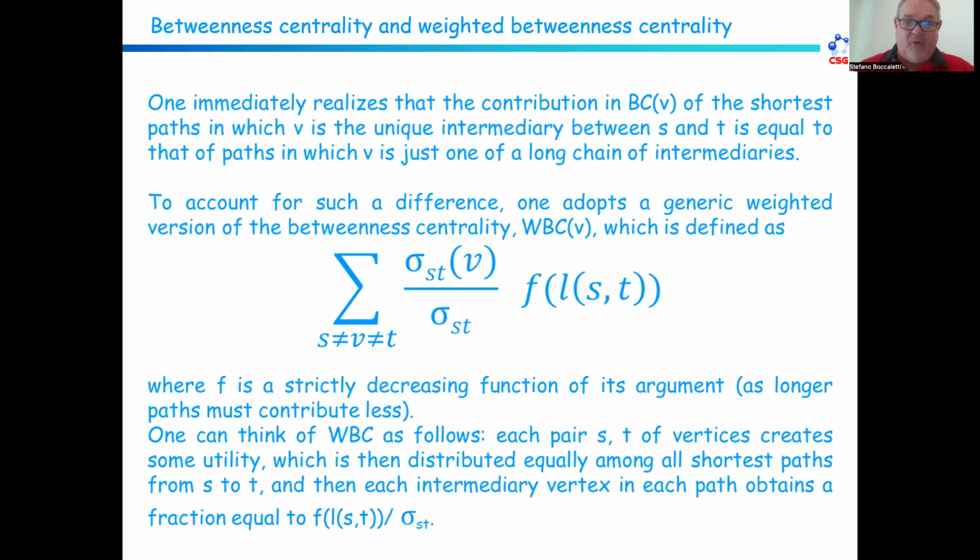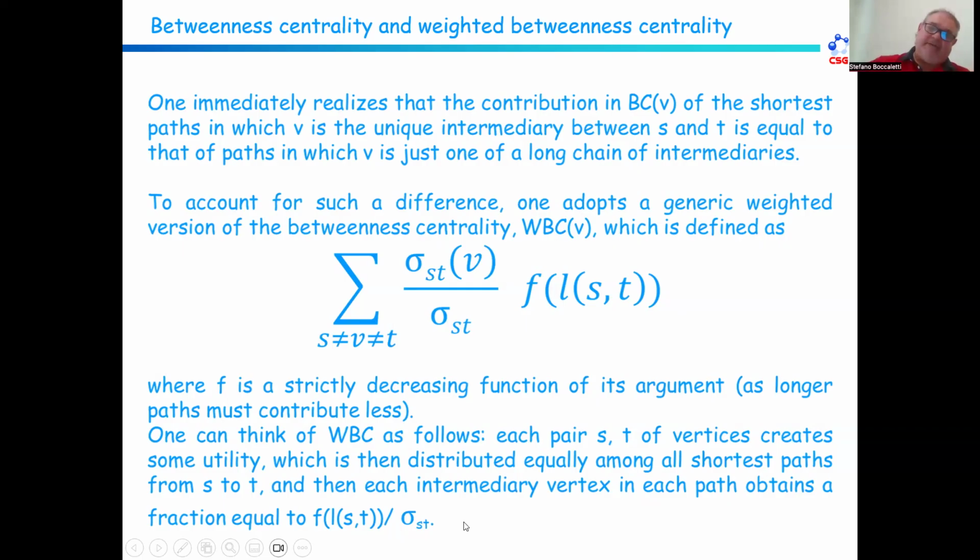So we obtain the weighted betweenness centrality, which is the betweenness centrality in which you take into account that if I am the only intermediary, the length L will be 2, so f of 2 will be very large. If I am one of the 100, L will be 101, so f of 101 will be smaller, and so I weight this contribution. So you can think of this weighted betweenness centrality as follows. Each pair of nodes S and T in the network generates some utility, and this utility is distributed equally among all shortest paths from S to T. Therefore, each intermediary vertex in each path obtains a fraction which is f(L_ST) divided by sigma ST. So this is very simple.